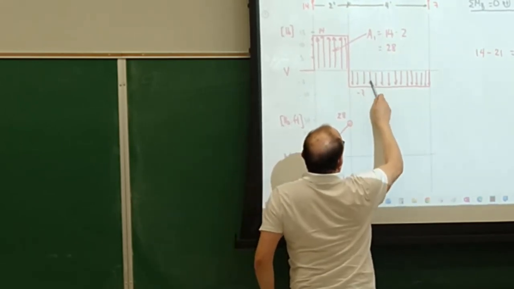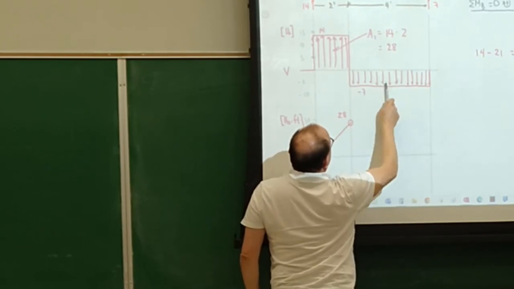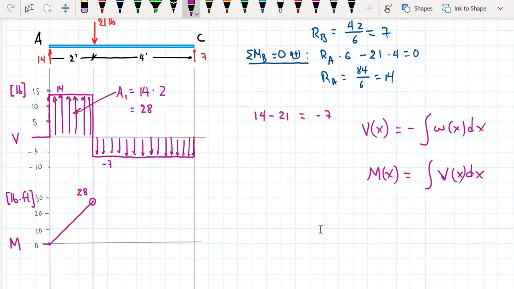What is the area of this? 7 times 4? 28. So if you do this area, let's call it area 2, it will be minus 7 times 4, so it will be minus 28. So 28 minus 28, you end up at 0, right? And you go down with a constant slope, something like that.